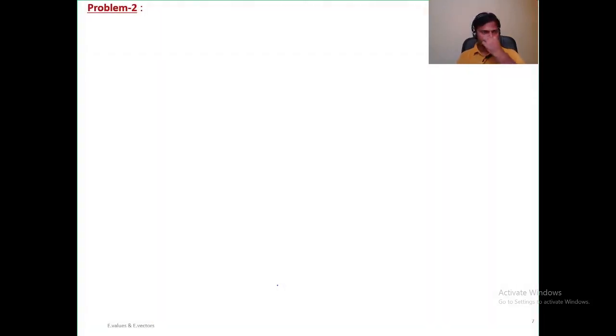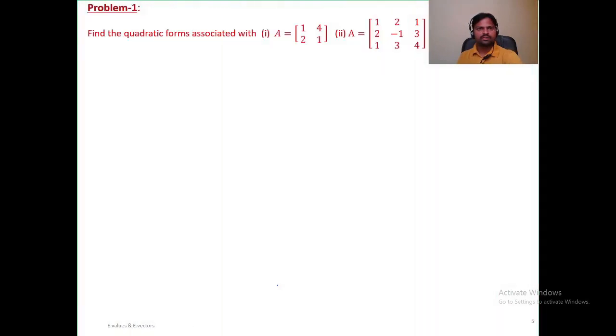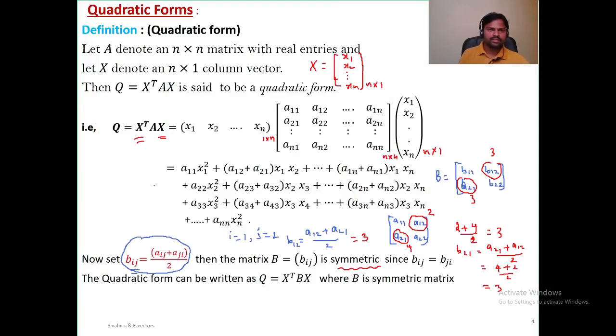Next one. So one observation you have to make here. Look at this entry a11 into x1 square. x1 square is nothing but x1 into x1, right? x1 into x1, indirectly this is the a11 coefficient.